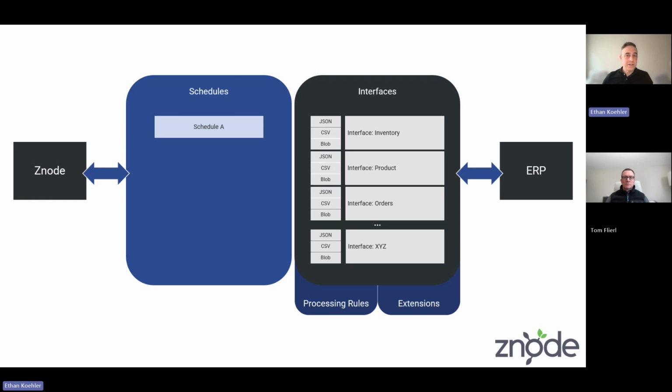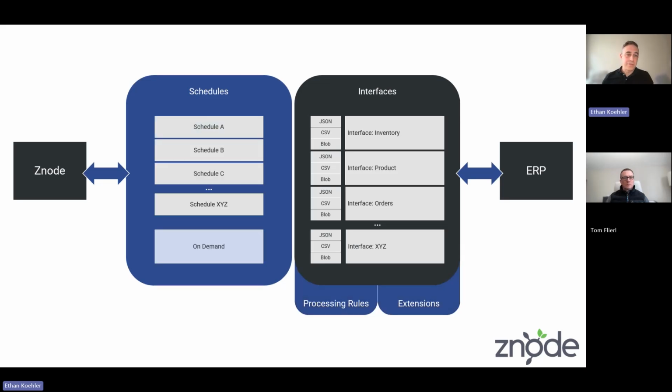After you define an interface, you can set up scheduling within the Commerce Connector. Schedules run at whatever frequency you need. Each schedule is associated with an interface. And users can also run an interface on demand. And again, all of this can be done by non-technical users.